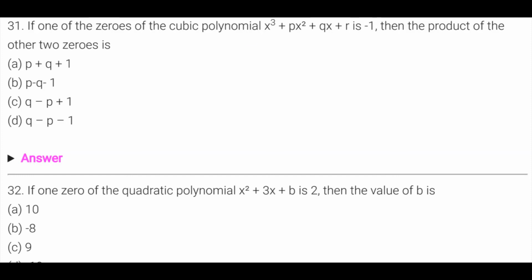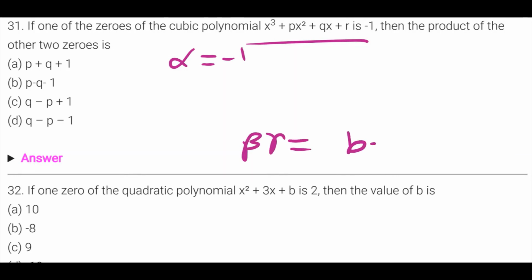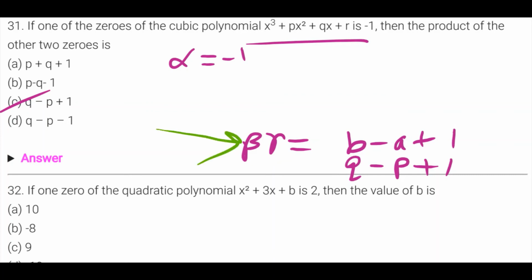We already solved this question where we took alpha equals -1 and we got the product of roots beta into gamma equals b minus a plus 1. So you'll get q minus b plus 1. Option C. We'll quickly go to the next question. We can just see this question in the previous problems. Just in the place of P and Q, you have A and B. That's the only difference.